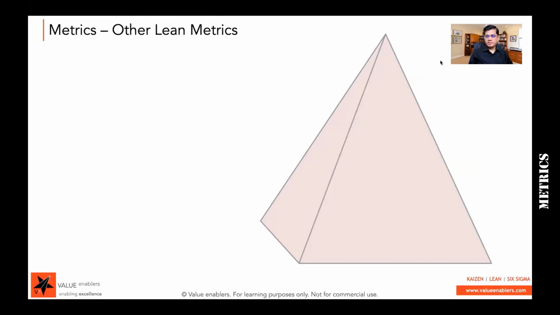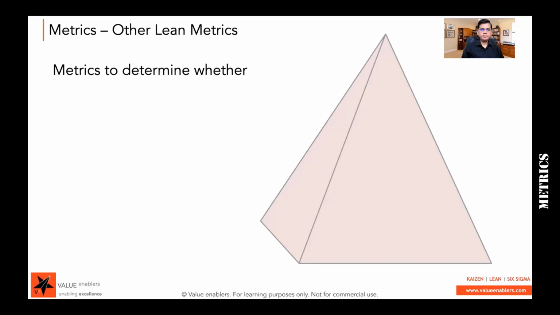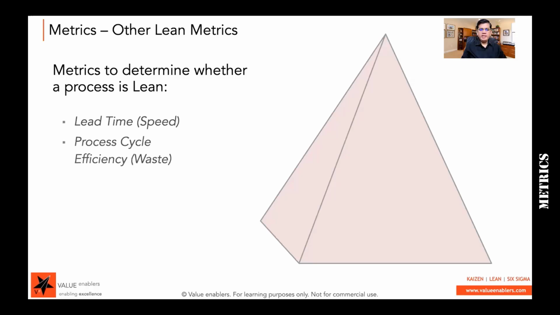Okay. Other lean metrics. What are the other lean metrics that we can talk about? Let's see. So metrics to determine whether a process is lean. Let's see what are the metrics. Of course, we said speed and waste, which is process cycle efficiency. But remember, there are various metrics in your organization which are actually related to speed and waste.